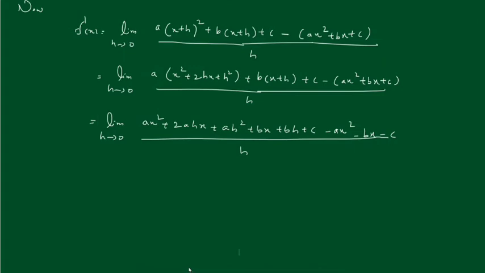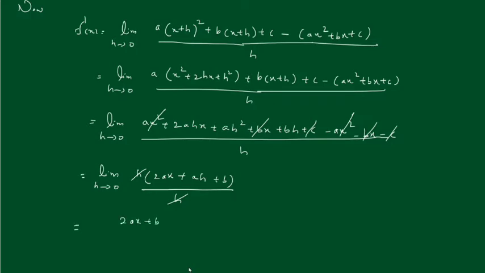So now limit h tends to 0. Here plus ax square minus ax square get cancelled. H taking outside: 2ax, plus bx minus bx, plus c minus c. These get cancelled. Now remaining terms: ah square means only what we have here, ah plus b, divided by h, right? Here h gets cancelled.